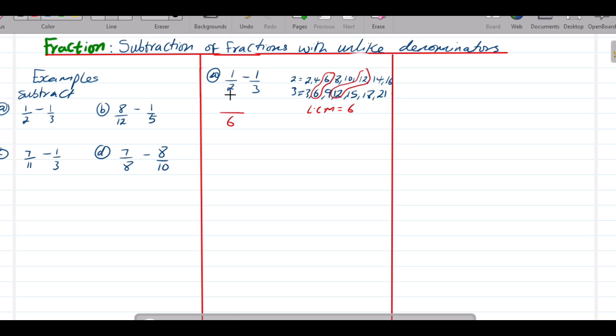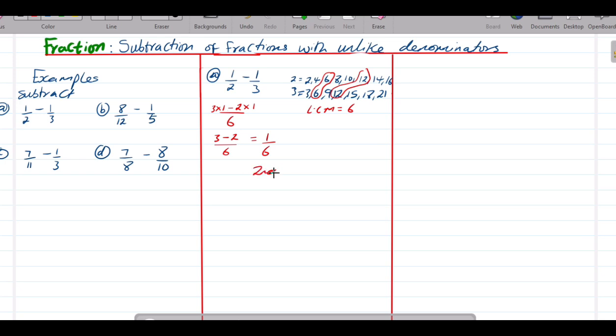So let's proceed. 2 can go in 6 how many times? 3 times. We have 3 times 1. That is the numerator given here. So we have to subtract, minus. 3 in 6 is 2. 2 times 1. Now let's complete this. 3 times 1 is 3 minus 2 over 6. So this is going to give us 1 over 6. So 1 over 6 is going to be our answer. That's for the first method.